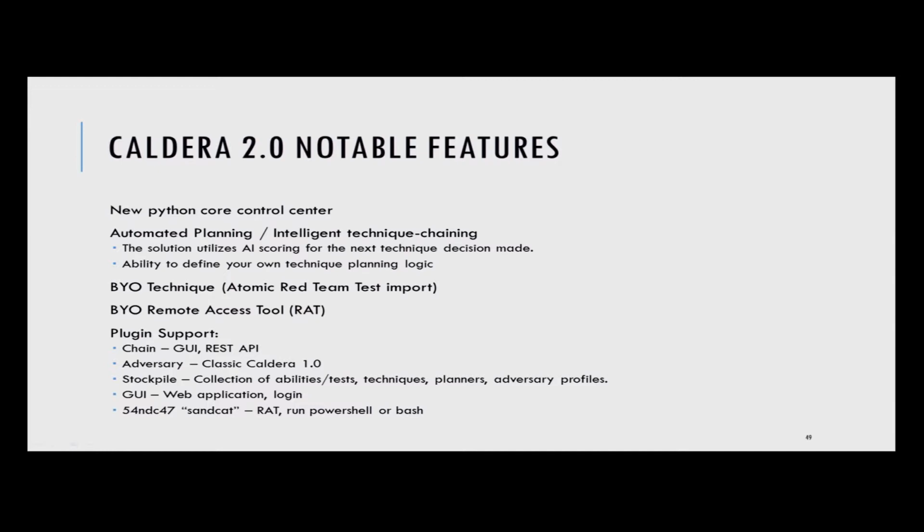So, 2.0 notable features. I think I mentioned that the new version has a new Python core control center. And I think one of the coolest things of this tool is the ability to automate planning and intelligent technique chaining. It's super, super cool. It utilizes AI scoring for the next technique in the chain. So throughout the technique chain, depending on what techniques you want to simulate through your adversary after you define an adversary, how it decides which technique to do next is super smart, and it's kind of scary in a way.